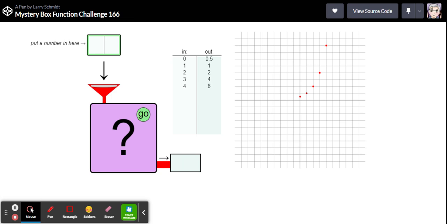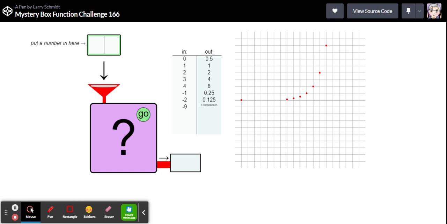Okay, I'm going to put in some negative numbers, and what I'm going to predict will happen is that they will get closer and closer to y equals 0, but never touch it. So let's put in a negative 1, 0.25, and a negative 2, 0.125. Let's put in a negative 9. Yeah, very close to 0, but not touching 0.